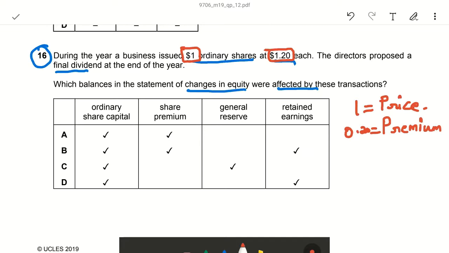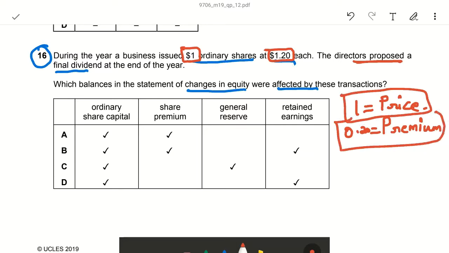So here the directors then proposed a final dividend. Final dividend they just proposed. They have not paid the dividend. If they paid the dividend, it would be paid from the retained earnings. But proposed means this is not paid from the retained earnings. So what are the changes in the equity? Equity will change in the capital part, increasing with the price 1 plus the premium part 0.20 also increasing.